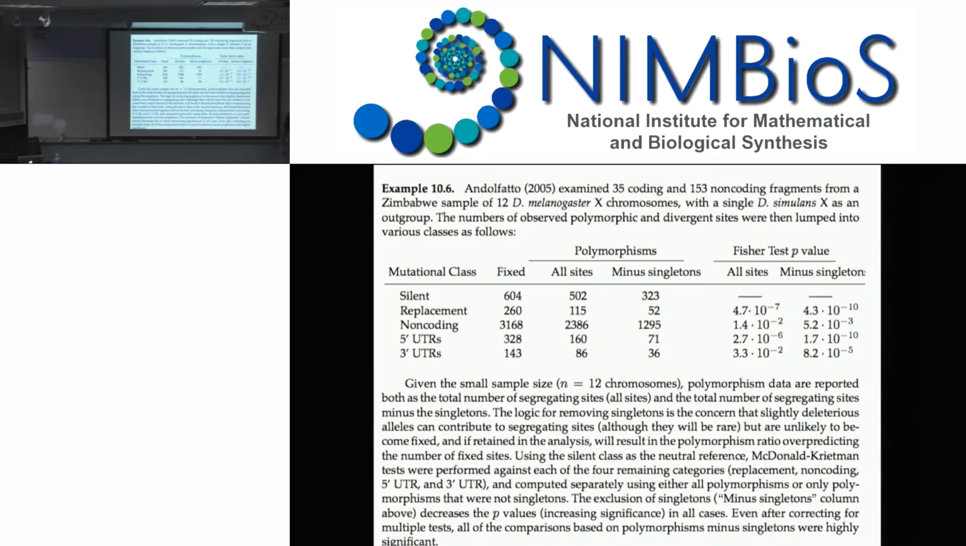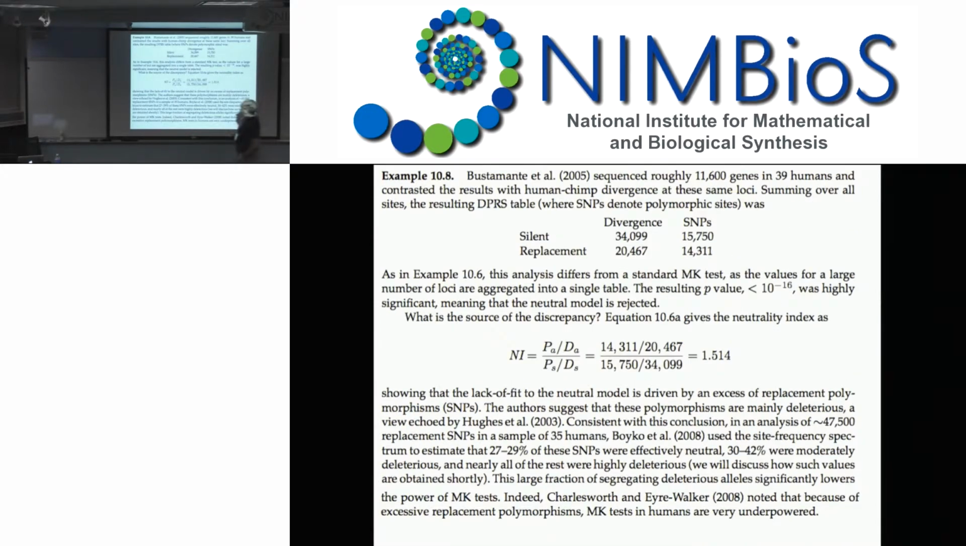So you remove them because they're deleterious, and when you do that, you'll notice that the Fisher's test compared to silent is significant if you look at all sites, but much more significant if you throw the singletons out. So this basically shows you how you can apply McDonald-Kreitman-like thinking to non-coding regions as well.